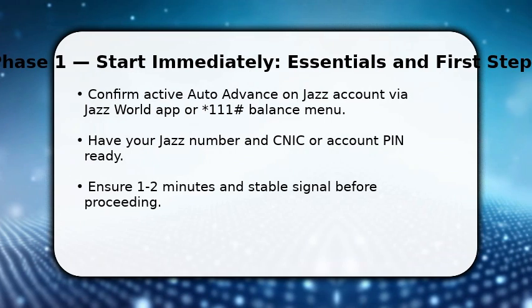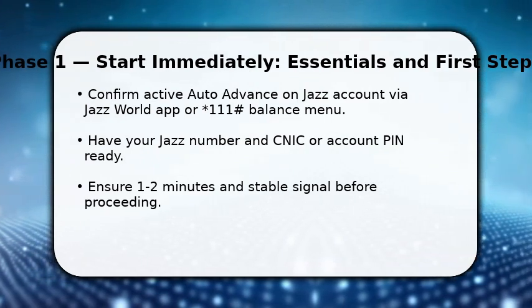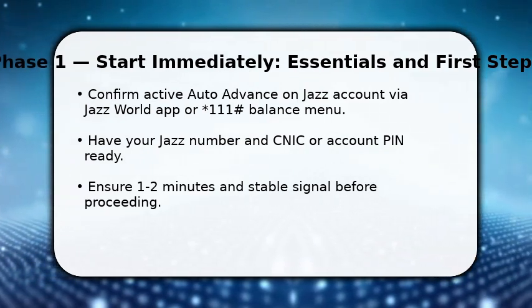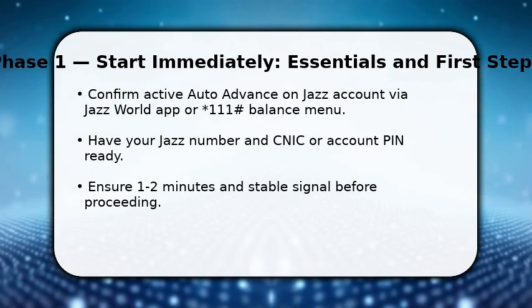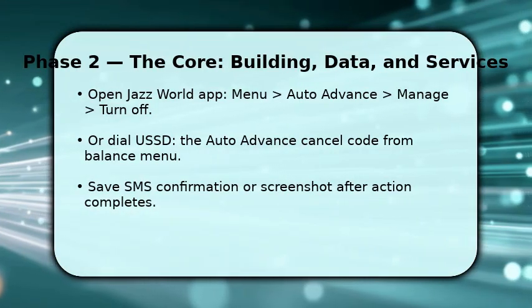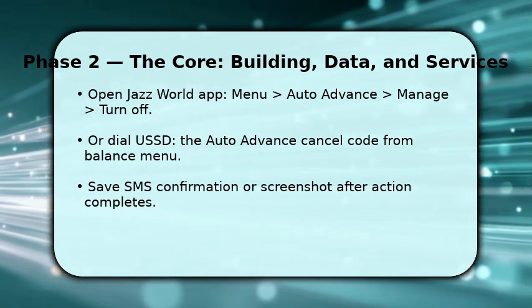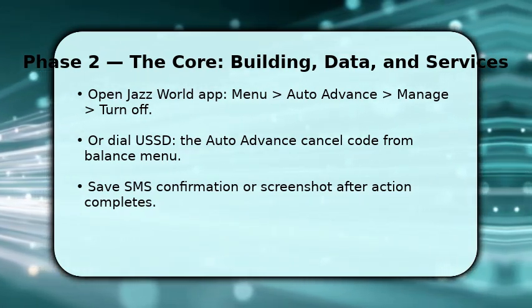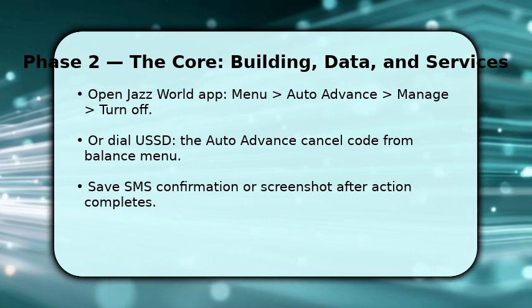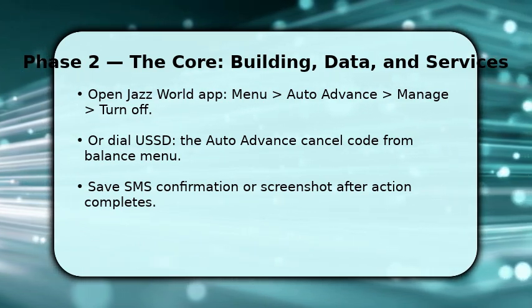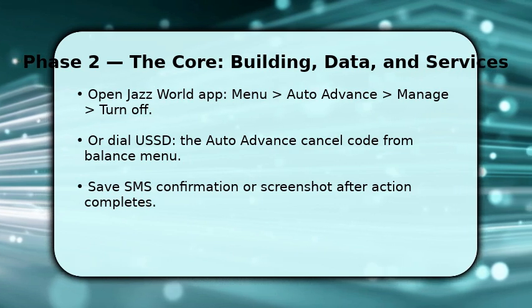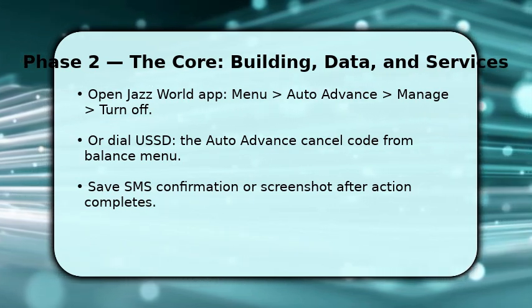Now, keep your device unlocked and the Jazz World app signed in, so you can complete the next unlinking steps without delay. You can unsubscribe two ways, app or USSD. If using Jazz World, go to the menu, select Auto Advance or Advance, choose Manage and toggle it off, confirm when prompted. If you prefer USSD, dial the balance/advance menu code, follow the cancel or stop advance prompts and confirm.